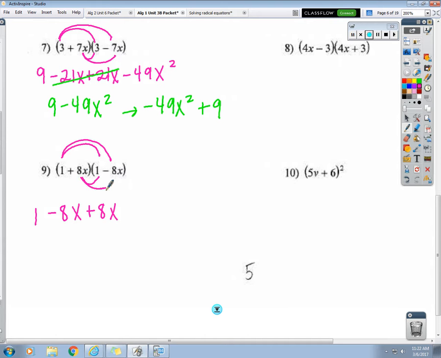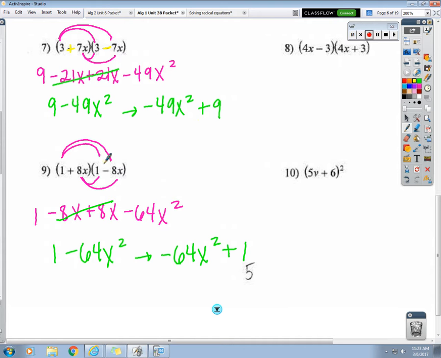And 8x times negative 8x is negative 64x squared. Okay? You'll notice when you go to combine like terms, these cancel each other out because negative 8x plus 8x is 0. So it cancels out, leaving 1 minus 64x squared, which in standard form would be negative 64x squared plus 1. So see how when the binomials that you're multiplying are almost identical except for the signs, the middle cancels out, and it happens every time.